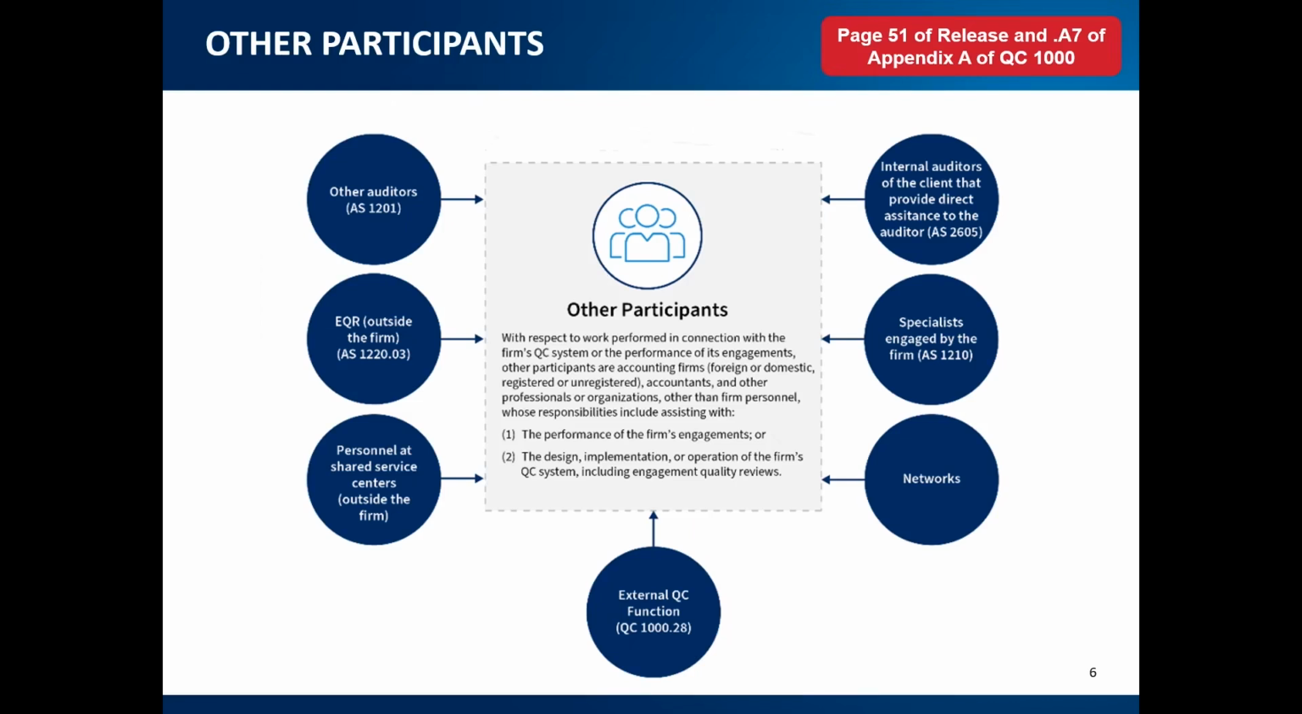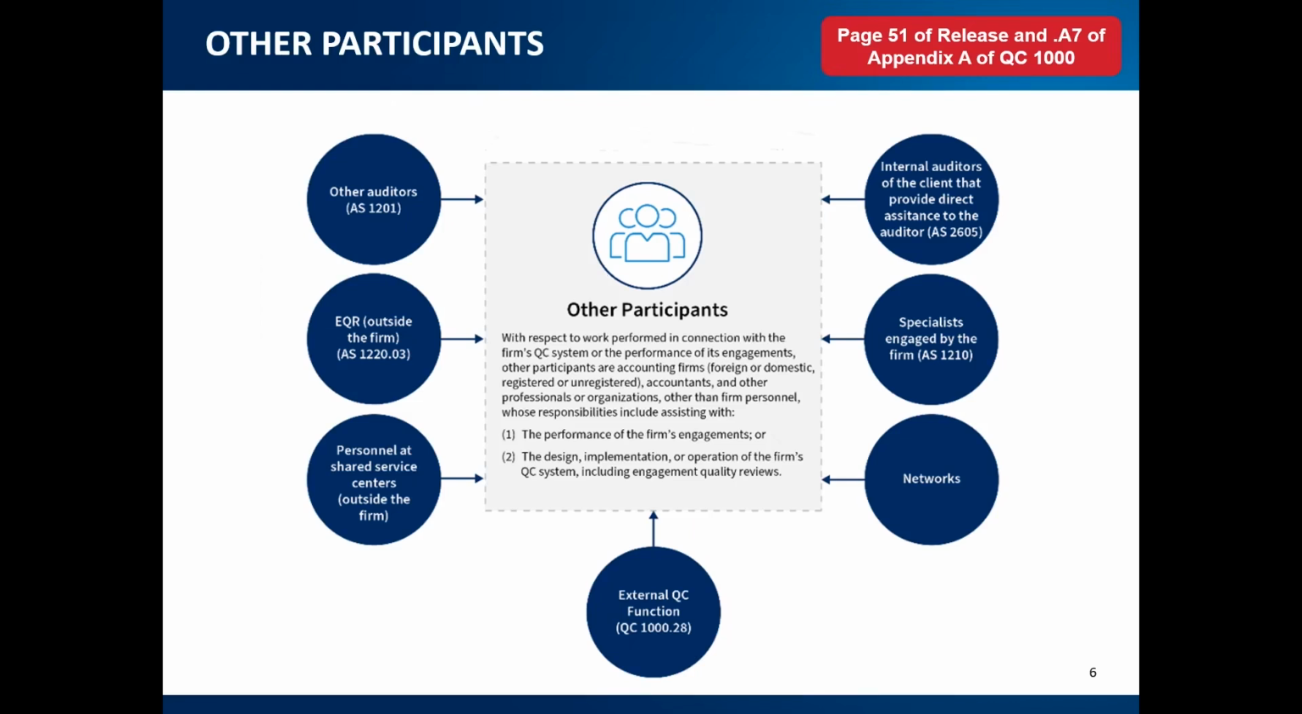For example, an engagement quality reviewer employed by the firm would be considered firm personnel, whereas one that has been contracted from outside the firm that is not functioning as a firm employee would be an other participant. Similarly, personnel at shared service centers may be firm personnel if they are employed by the firm or function as firm employees, or other participants if they are employed by another organization, such as a network affiliate.